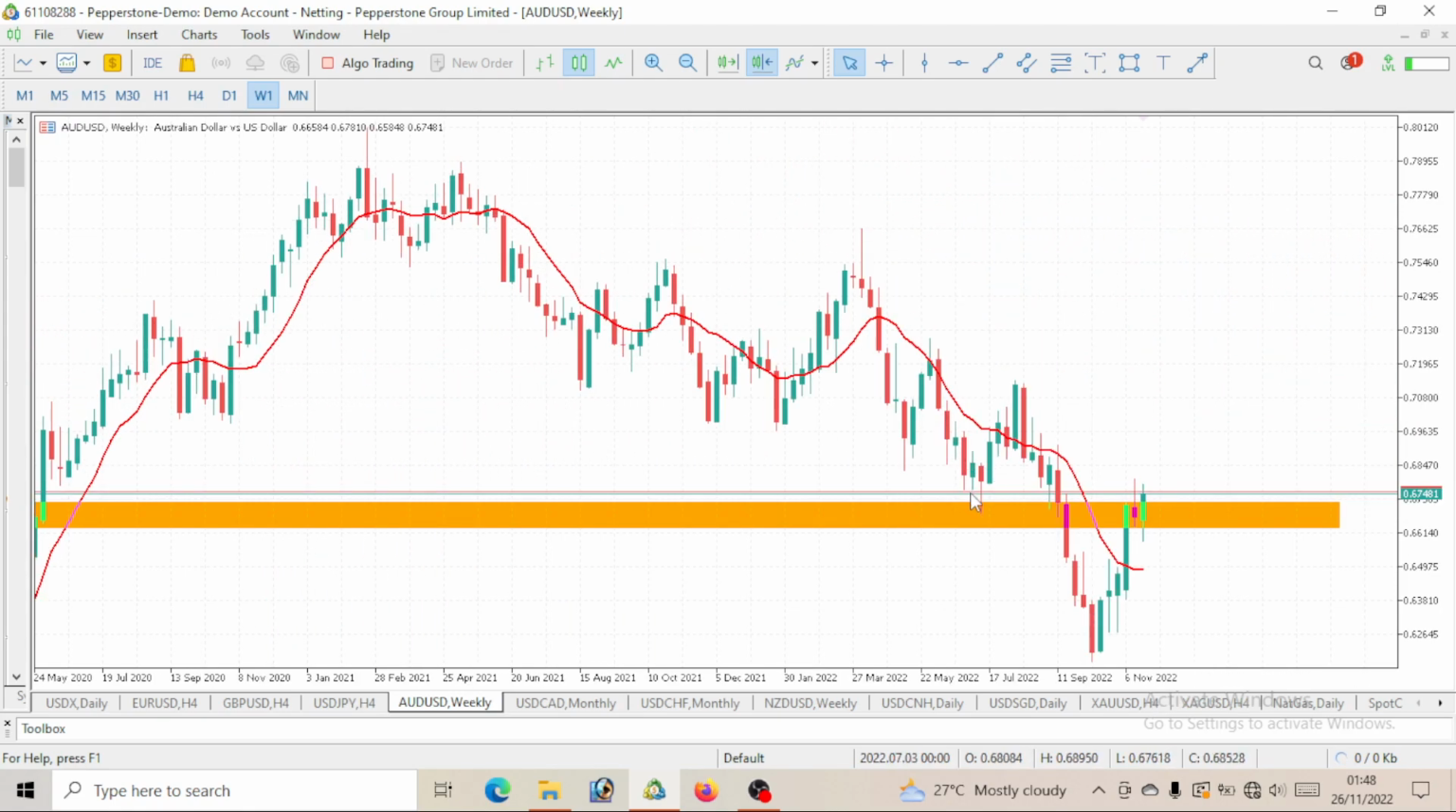Then we saw price drop to this level, which gave us a pullback. Now price has broken below it. Of course, we expect a pullback, which price has gotten to.